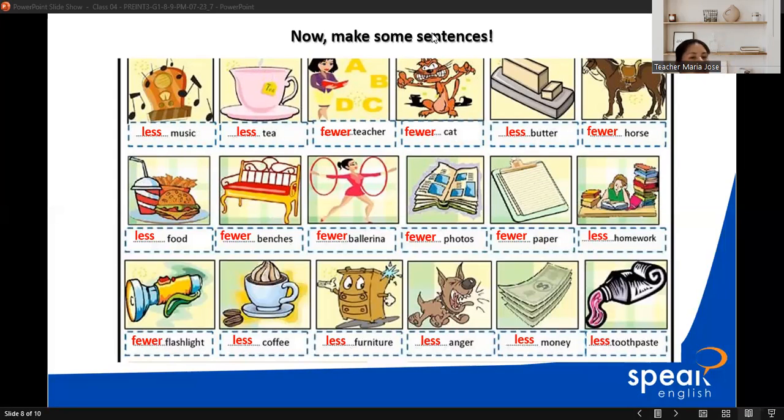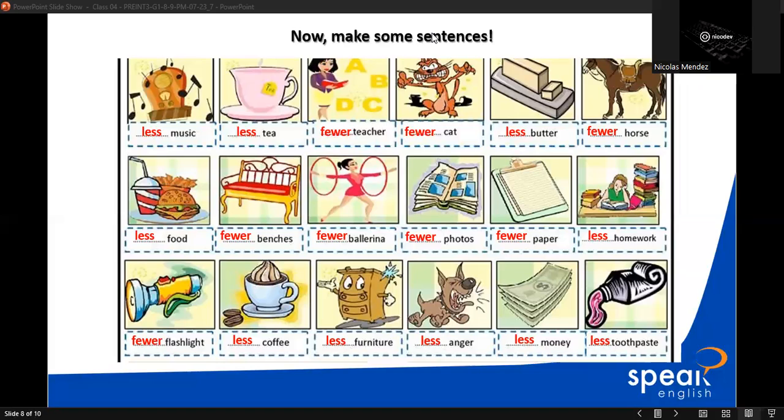Nicolas, one sentence about music. There is less music than the other night. Than another night. Oh, the night, like at night. Than the last night, for example. Last night. It's okay. That's better. Good. Okay. All right, what about tea, Letty?